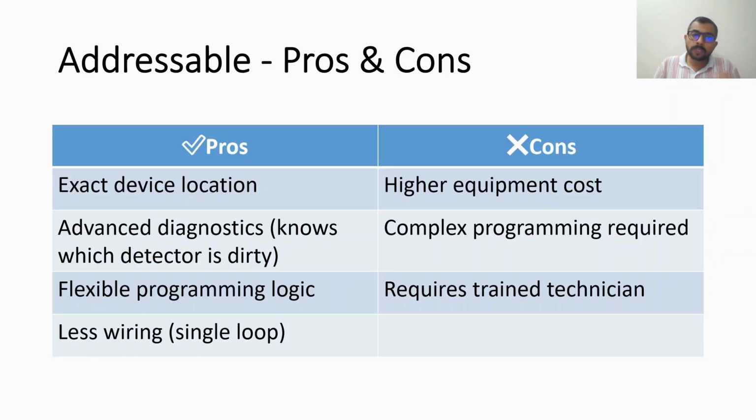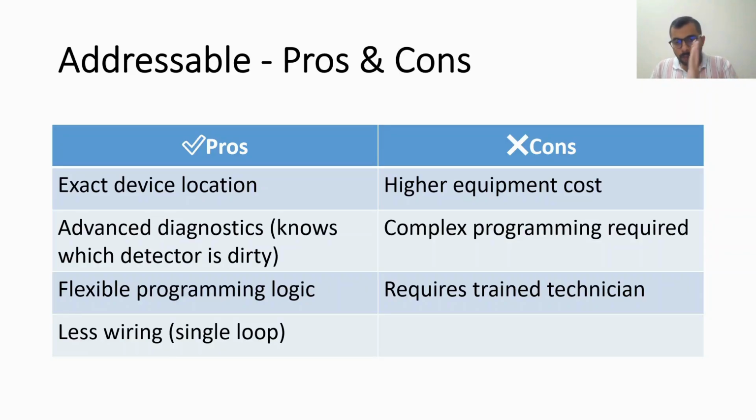The programming logic of the addressable system is flexible. And when it comes to wiring, you just need less wiring. You don't need to go for more wiring. That is, for each zone you don't need separate wiring. So these are the advantages of the addressable system.